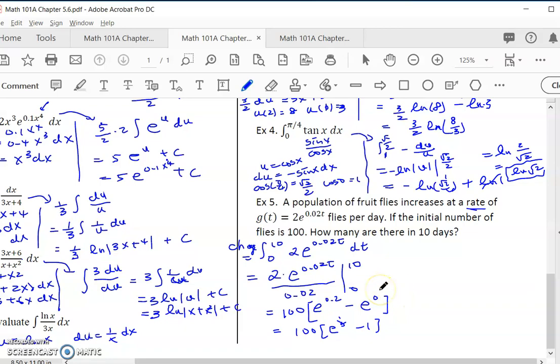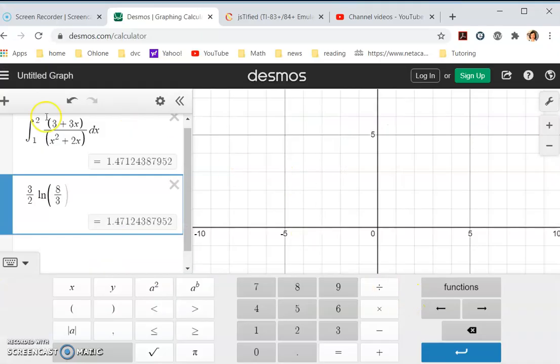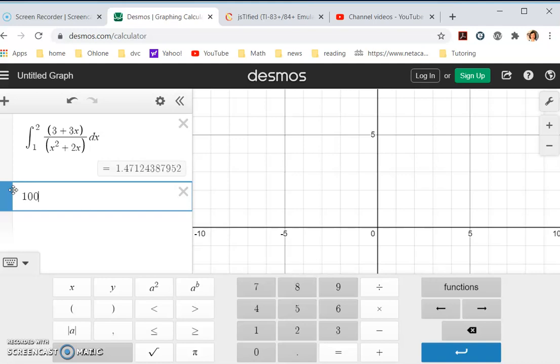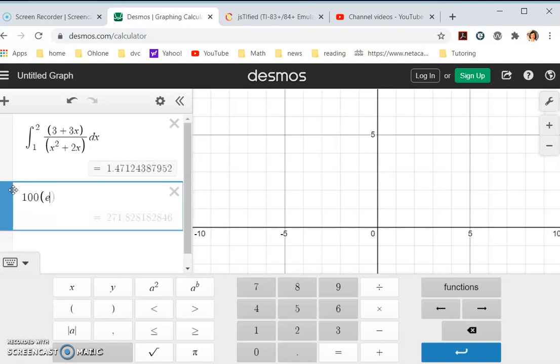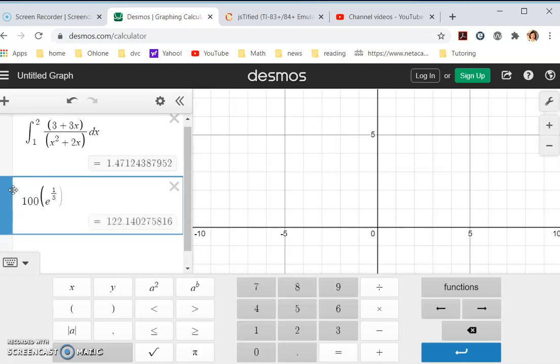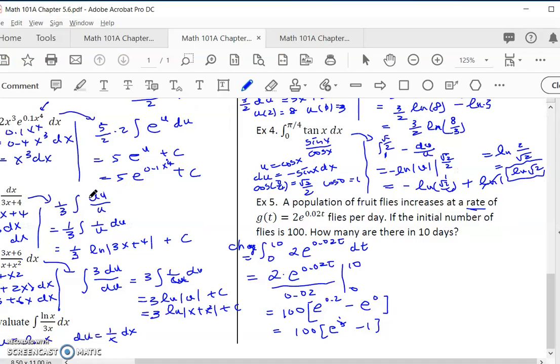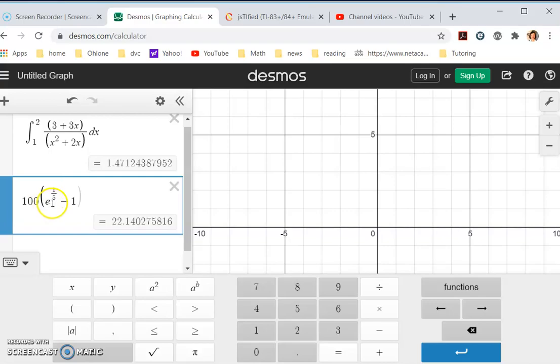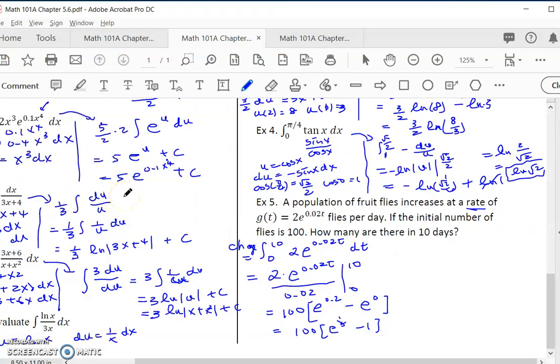Okay, so we can actually put it in the calculator and find out what it is. 100 times e to the power 1/5, and then minus 1. So it's 22.14. Times 100 is 22.14. So the change in 10 days is 22.14. Let's say 22.